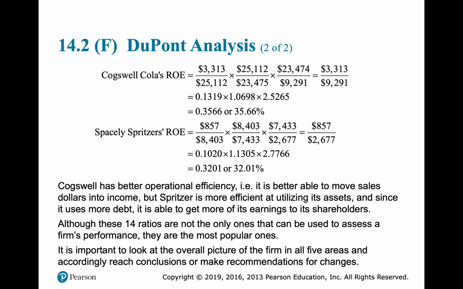Okay, so again, it gives an example using Cogswell and Spacely. So we go back and we take that return on equity that we calculated earlier, but we break it down into these components. Okay, and what we see from this is that Cogswell is better at operational efficiency. It's better able to move sales dollars into income, but Spritzer is more efficient at utilizing his assets. And since it's using more debt, it's able to get more of its earnings to its shareholders. So it's using that equity multiplier, right? It's more levered. But remember, you're using borrowed money.